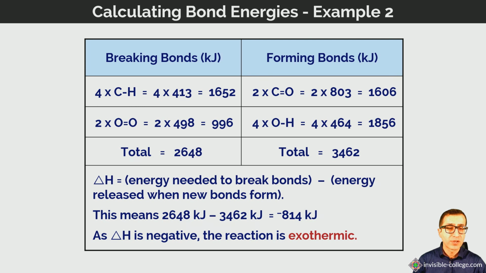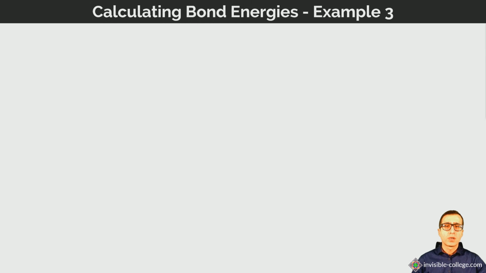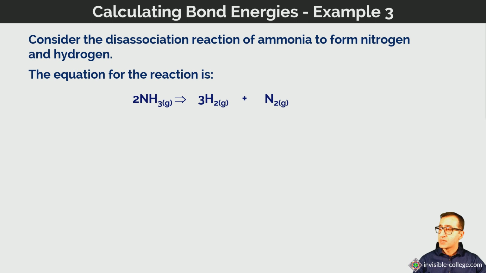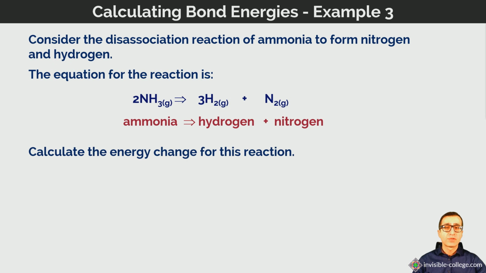Let's take a look at one more example here. So let's take a look at the dissociation reaction of ammonia to form nitrogen and hydrogen. So again, this time we have ammonia dissociating to form hydrogen and nitrogen here. So how would we calculate the energy change for this reaction given the bond enthalpies?